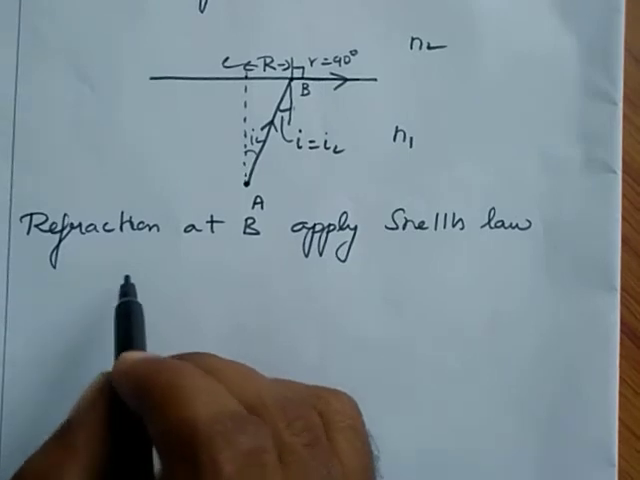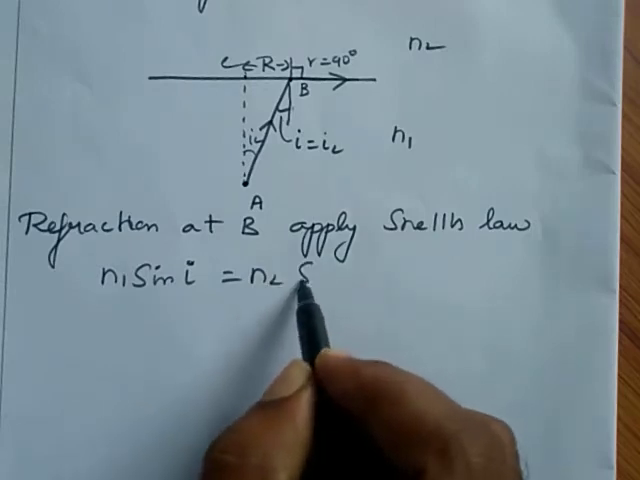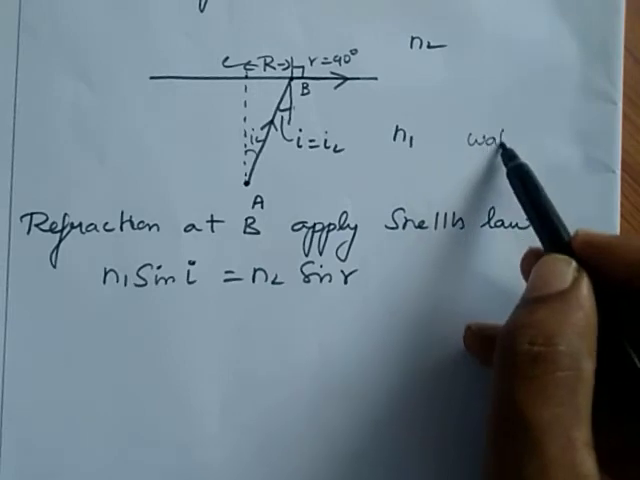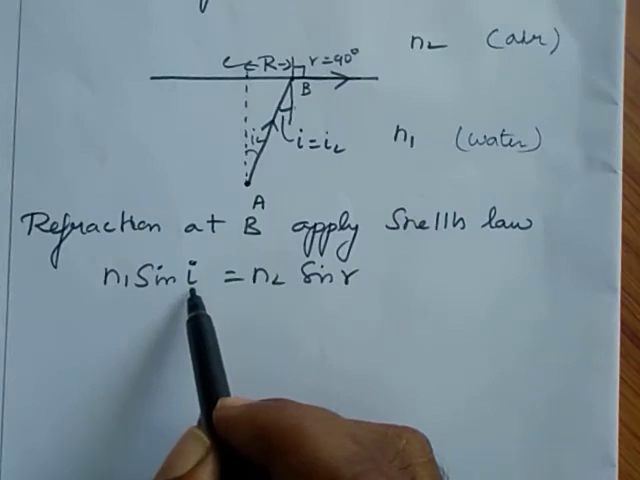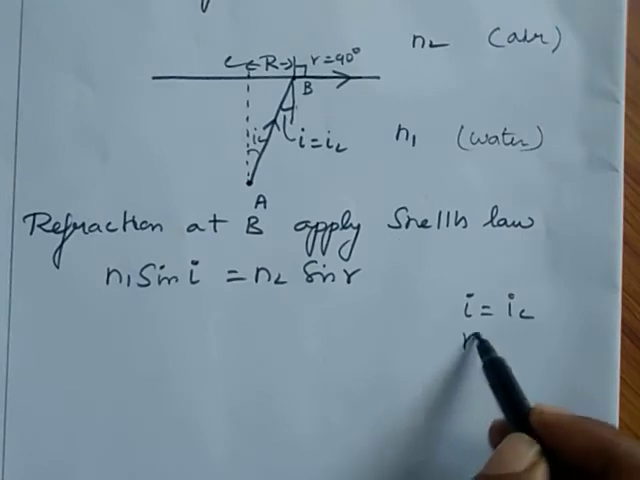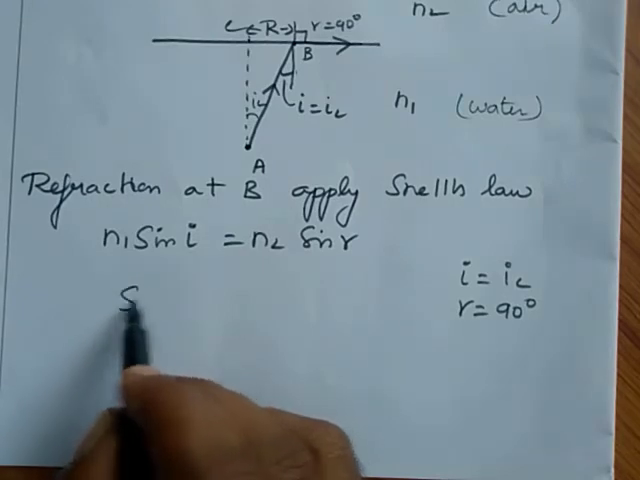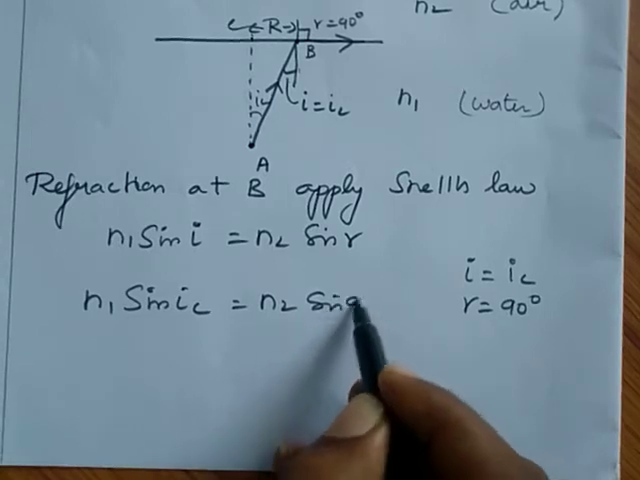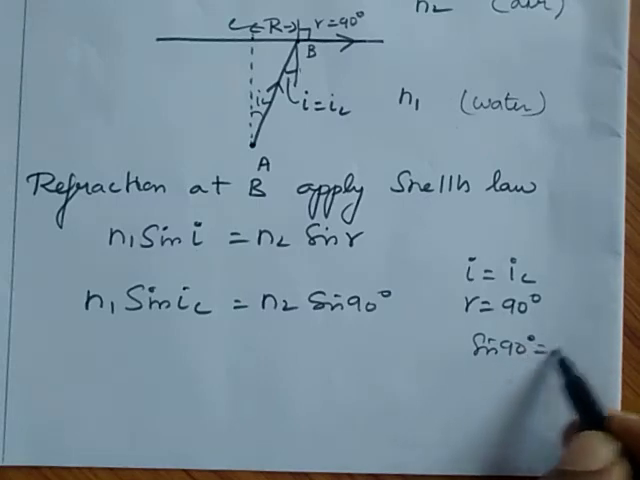We know Snell's law in product form, that is n1 sin i is equal to n2 sin r. Here n1 is the refractive index of the water medium, n2 is the refractive index of the air medium, and i is the angle of incidence. We know that i is equal to ic, and r is the angle of refraction, that is 90 degrees. Then substituting here, we get n1 sin ic is equal to n2 sin 90 degrees. Sin 90 is equal to 1.